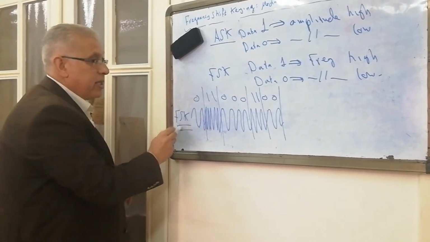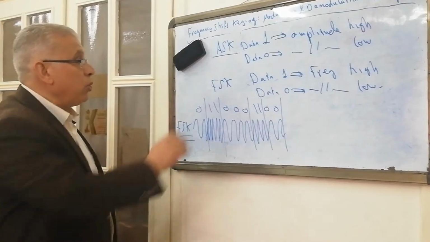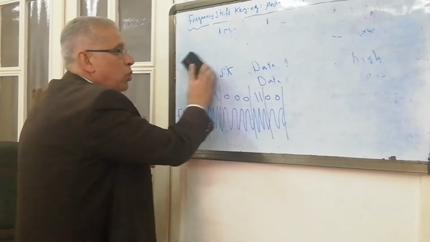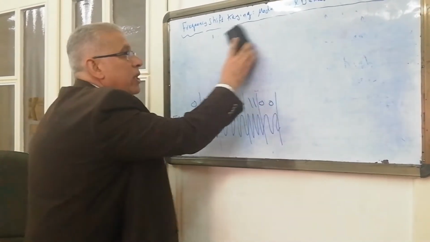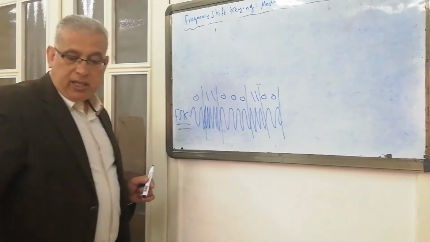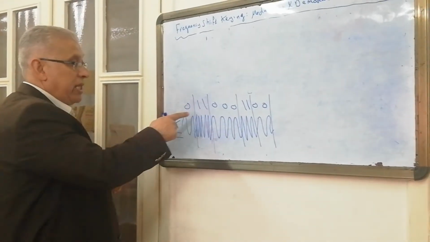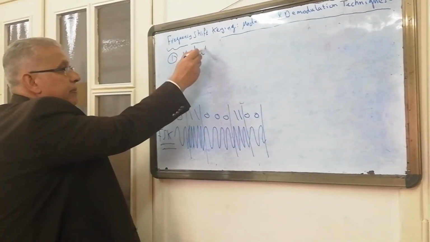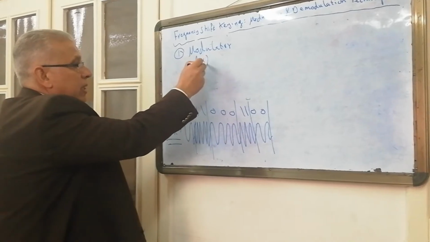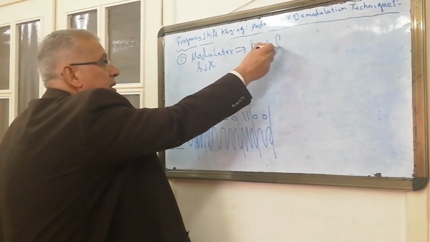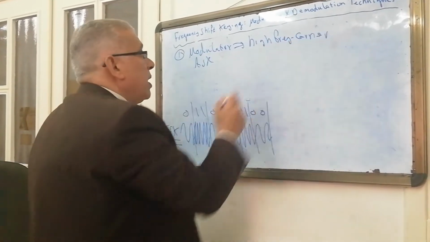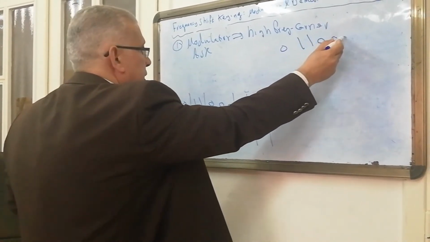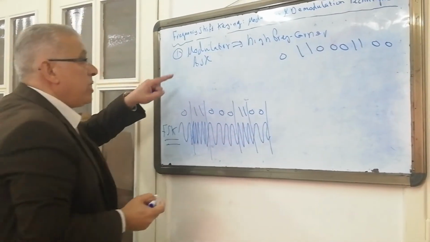In order to obtain this waveform, we have to use two modulators. One method for obtaining the FSK modulated wave is to use two different ASK modulators. The first one uses a high frequency carrier, the second one uses a low frequency carrier. Suppose again this is the data to be transmitted, and we talk about the first modulator, an ASK modulator using a high frequency carrier. The output, for the same data stream 0, 1, 1, 0, 0, 0, 1, 1 and two zeros, uses the high frequency carrier.